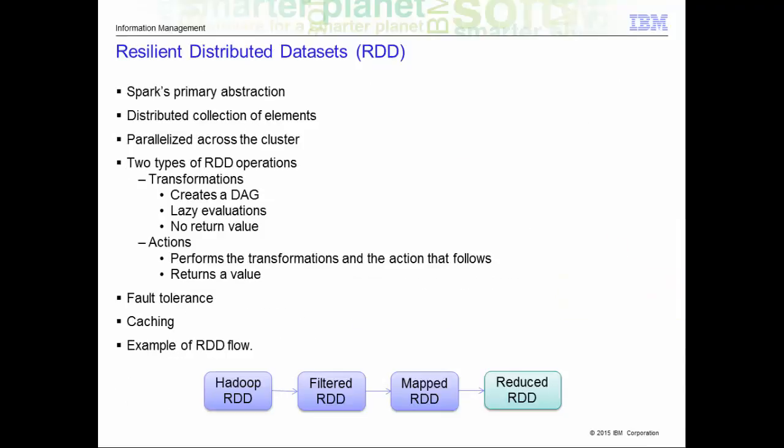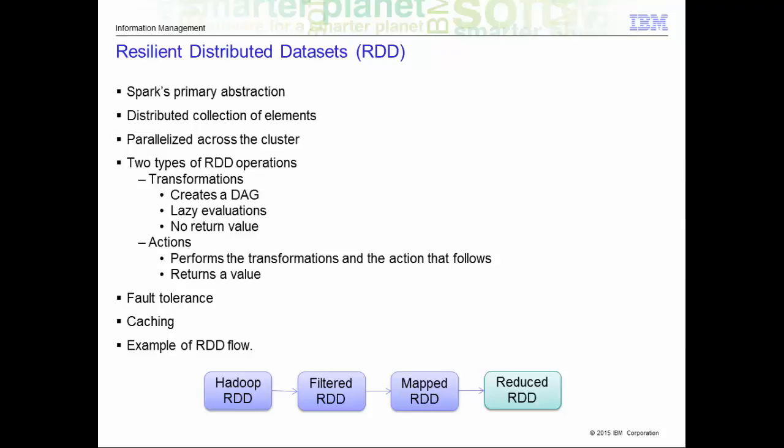Now let's get into the core of Spark. Spark's primary core abstraction is called Resilient Distributed Dataset, or RDD. Essentially, it is just a distributed collection of elements that is parallelized across the cluster. You can have two types of RDD operations: transformations and actions.